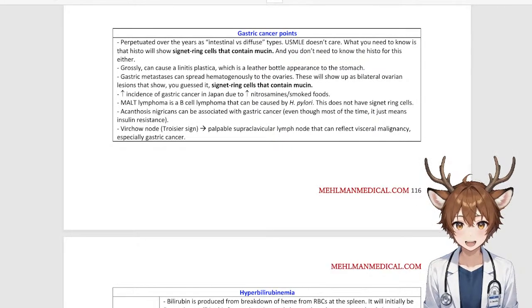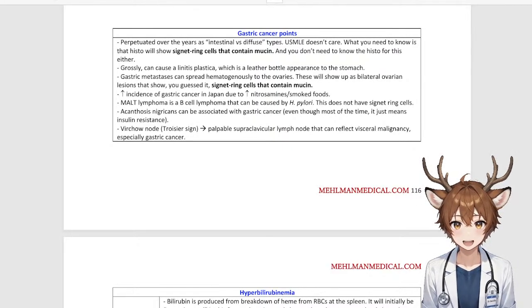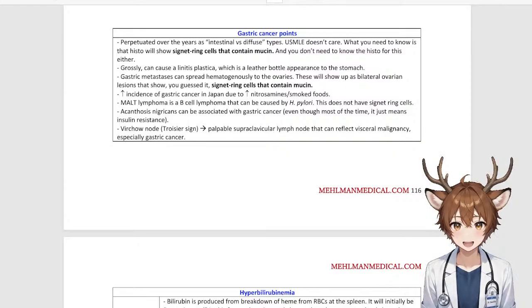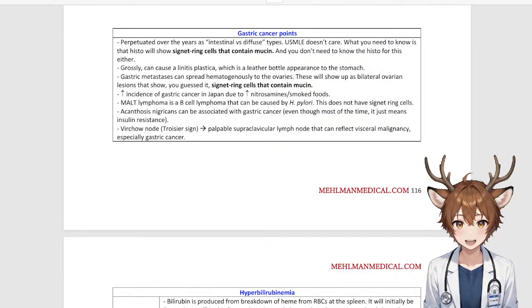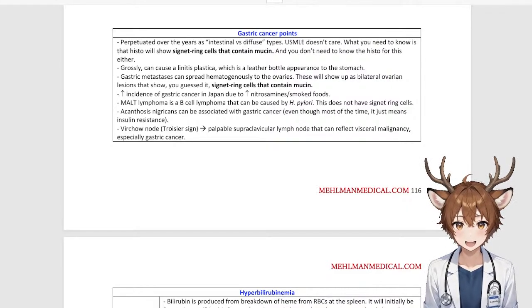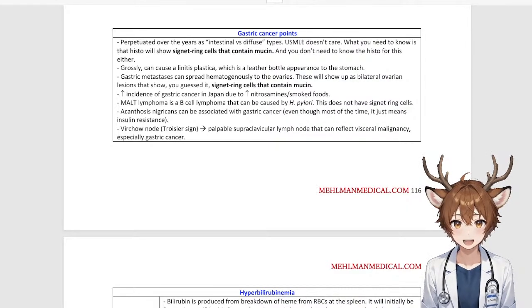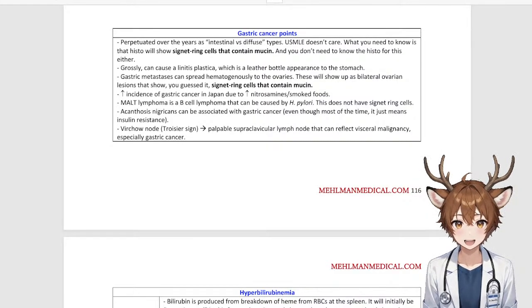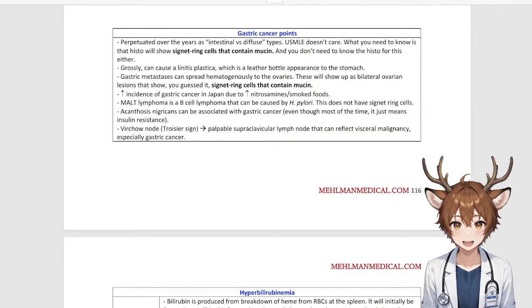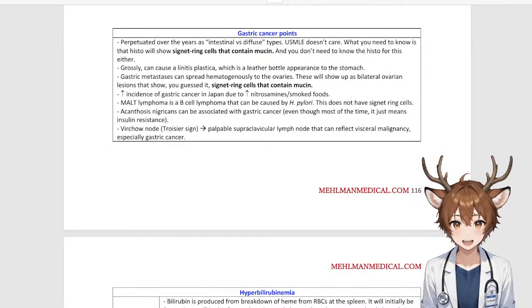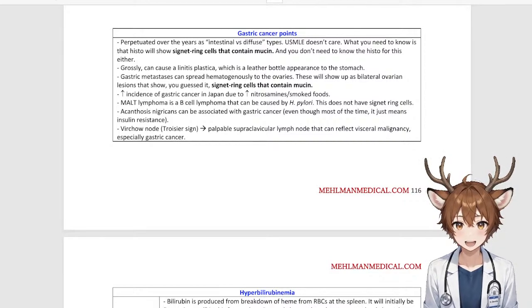So, gastric cancer points. Perpetuated over the years as intestinal versus diffuse types, USMLE doesn't care. What you need to know is that histo will show signet ring cells that contain mucin, and you don't need to know the histo for this either. Grossly it can cause linitis plastica, which is a leather bottle appearance to the stomach. Gastric metastases can spread hematogenously to the ovaries. These will show up as bilateral ovarian lesions that show, you guessed it, signet ring cells that contain mucin.